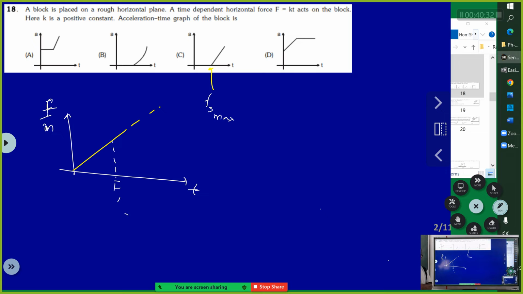See the option. This is again a very fundamental question. Why did you choose B, Mr. Arun? Loud? Why did you get B? Why? What made it? I want to know where you are going wrong. F is KT. Pardon? I did not see it correctly, sir. F is equal to KT.